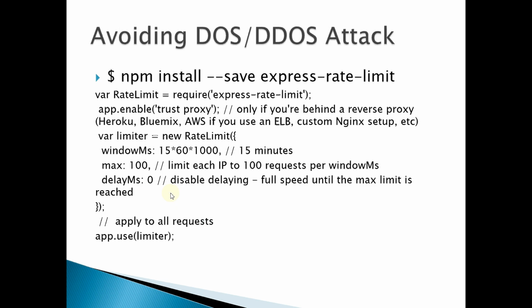Next point is to protect your system from any DoS or DDoS attack, denial of service attack. What is a denial of service attack? It is basically overloading your server by multiplying or systematic requests. So what you can do is use a middleware, that is express-rate-limit, which can define the rate limit, the max requests per IP to your server, and then delaying full speed.